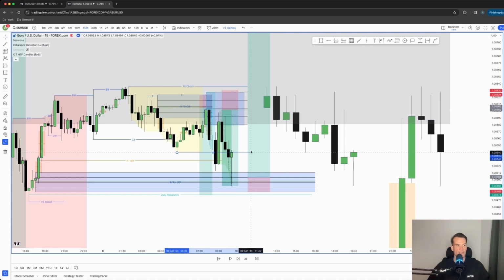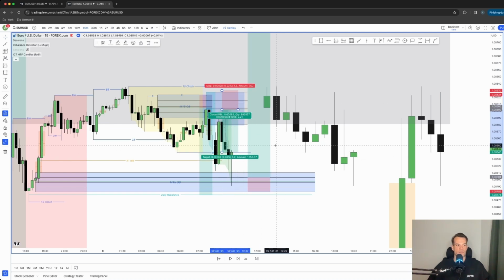I'm going to show you how I manage this live. So I have my Asia range here. I was looking for a close back above that Asia range, which we got with this candle. So I actually closed out of this trade here because it's counter trend. So I closed out for just over 2R on this one.